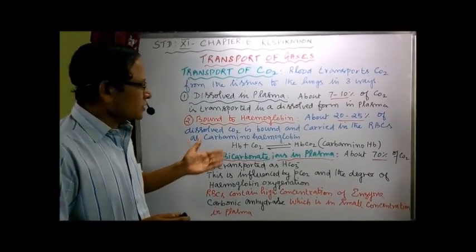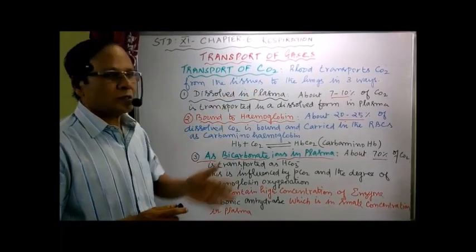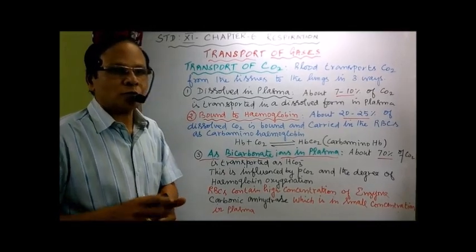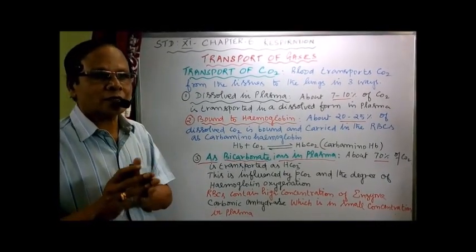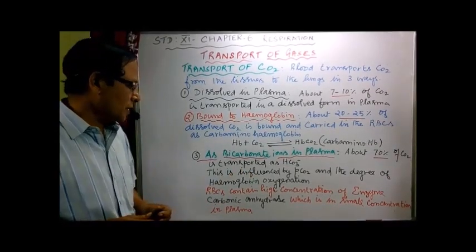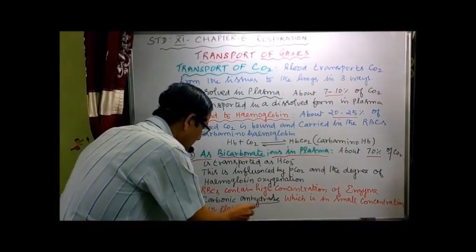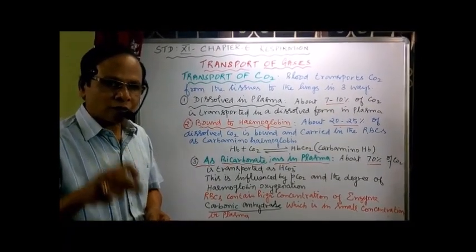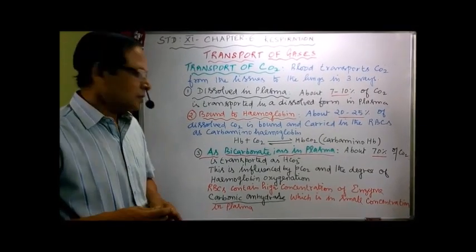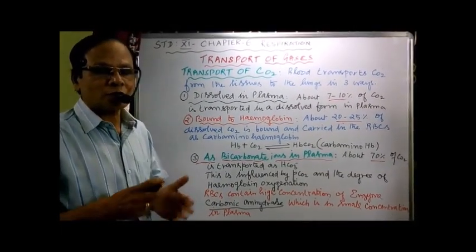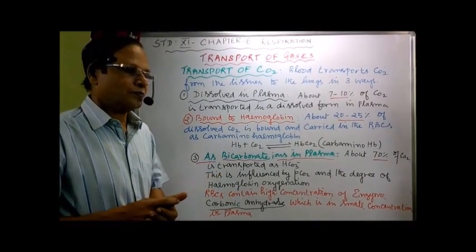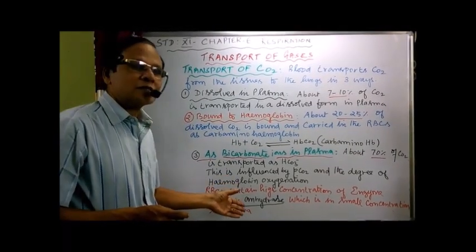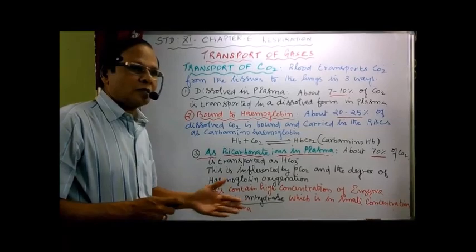The reaction of carbon dioxide with water to form carbonic acid is facilitated by an enzyme called carbonic anhydrase. This enzyme is present in higher concentration in the RBCs, and in small concentration in the plasma. It is the major enzyme responsible for the formation of carbonic acid and its dissociation. In the animal kingdom, this is the fastest enzyme.